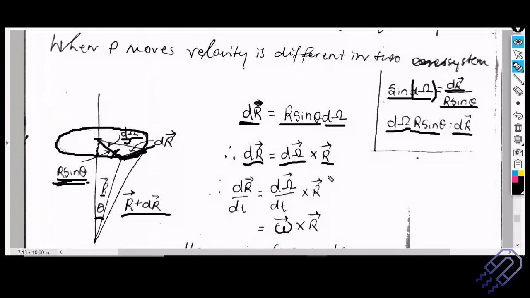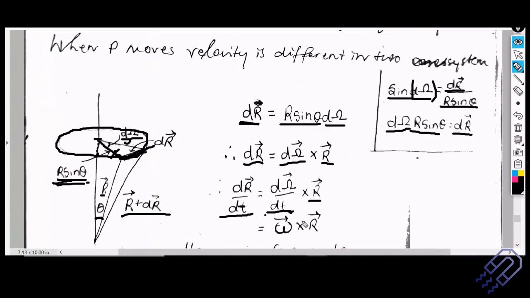Right? So I've taken the cross product, and if I want to find the velocity, more specifically the angular velocity relation, what is the change of dr with respect to time? So it is dr divided by dt. On this side I also have to take d/dt, so it will be d omega by dt cross r.